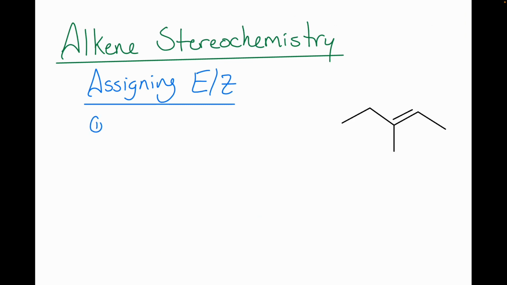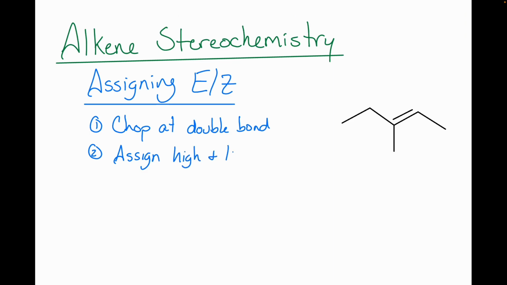All right, step one, we're going to chop at our double bond. We're going to assign high and low priority on one side of that double bond. So we're going to pick the left side first, and then do the same thing on the other side.